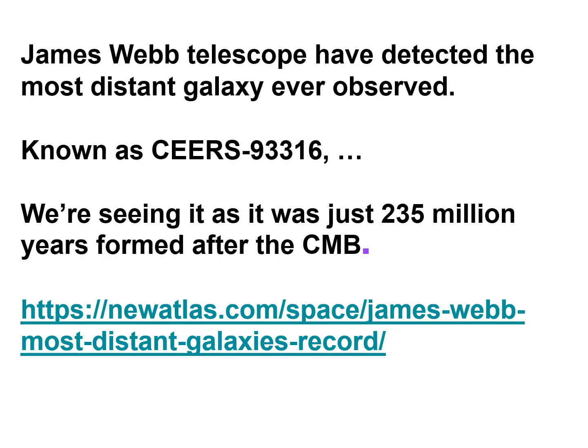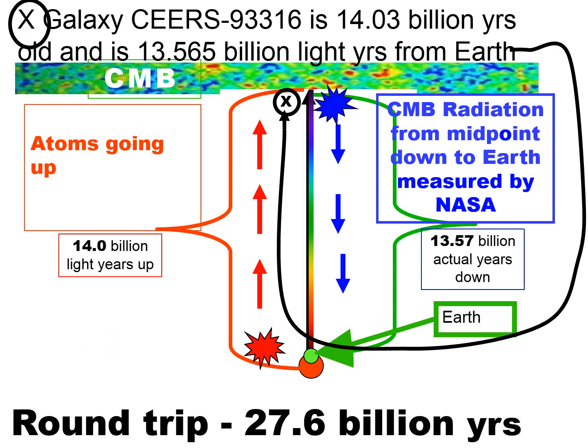The James Webb Space Telescope has detected the most distant galaxy ever known, CHIRS 93316. We're seeing it as it was just 235 million years after the CMB was formed. The reality of this galaxy, located at the X mark on this graph, is that it is 13 plus billion light years from Earth, as reported by NASA. But it took some 14 plus billion years to reach this far distant location, not 400 million years.